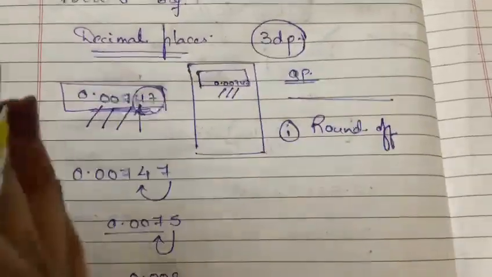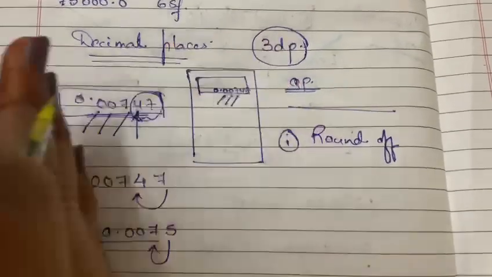Why is that so? Because we have come here rounding off. Where did we round off from? From the last possible place.